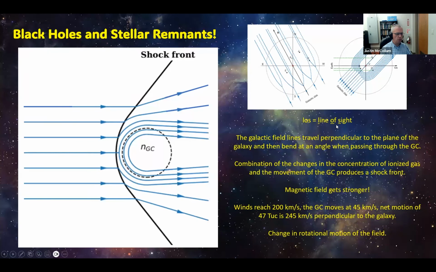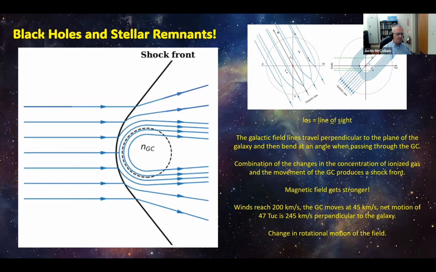Now we have to remember there's what we call the line of sight, because we can see the Milky Way galaxy from one orientation, and then we see it in a different orientation, meaning that instead of seeing it this way, we could see it this way or this way or this way. But one of the important things is this line of sight, where we draw a line between the Earth and the center of the globular cluster. And what we find is that first, the field lines are traveling perpendicular to the plane of the Milky Way as they penetrate the galactic halo, and then they get bent at an angle when they're passing through these pulsars going through the globular cluster.